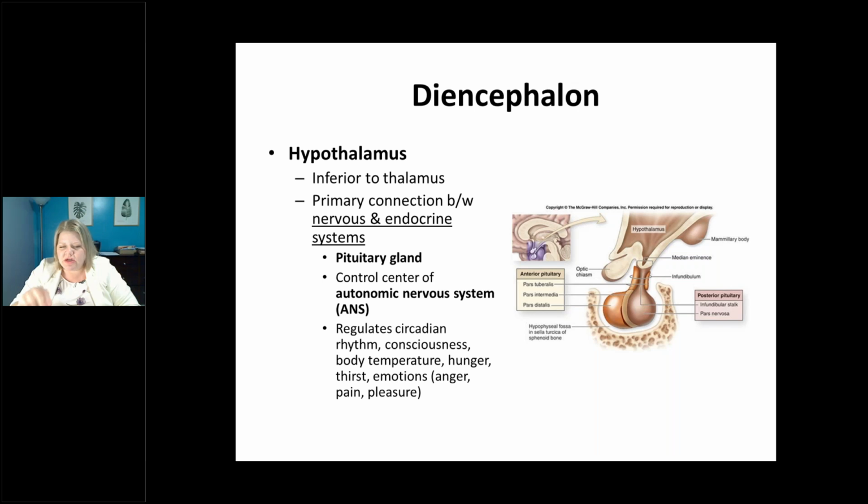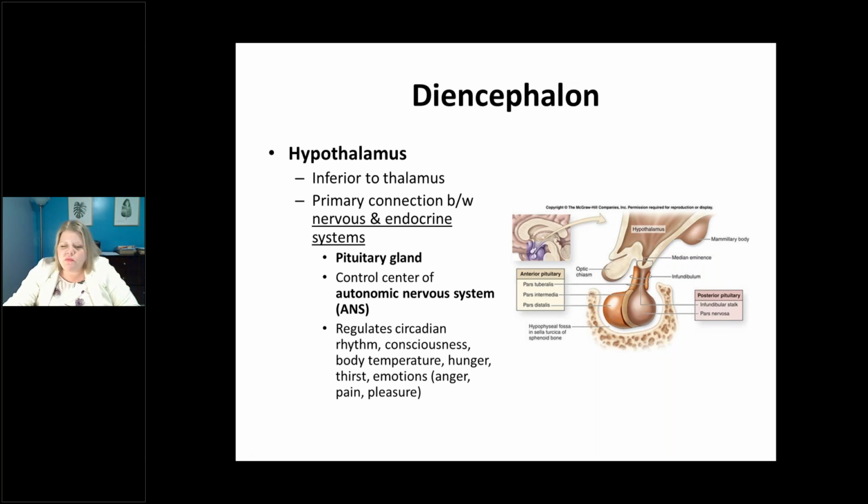The pituitary gland is really important as it secretes hormones that regulate other aspects of the endocrine system, which we'll talk about. It is also the main control center for the autonomic nervous system. The hypothalamus regulates circadian rhythm, which is like your wake and sleep cycles, consciousness, body temperature, hunger, thirst, emotions like anger, and also a major area for pain and pleasure.